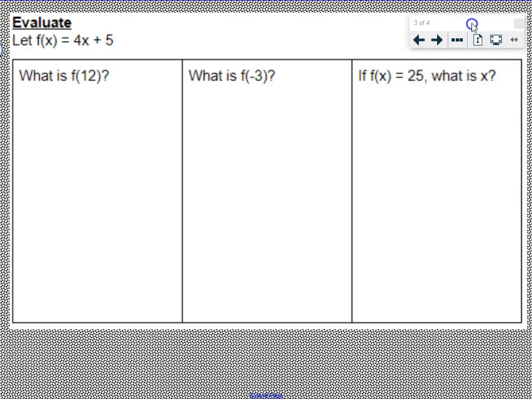Evaluate. So we want to be able to evaluate using the f of x notation. f of x equals 4x plus 5. What is f of 12?